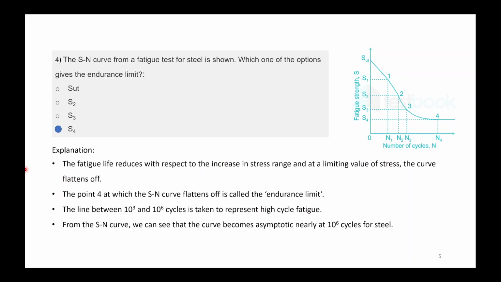The fatigue life reduces with respect to the increase in stress range, and at a limiting value of stress, the curve flattens off. The point at which the S-N curve flattens off is called the endurance limit. And the line between 10 to the power 3 and 10 to the power 6 cycles is taken to represent high cycle fatigue. And from the S-N curve, we can see that the curve becomes asymptotic nearly at 10 to the power 6 cycles for steel.